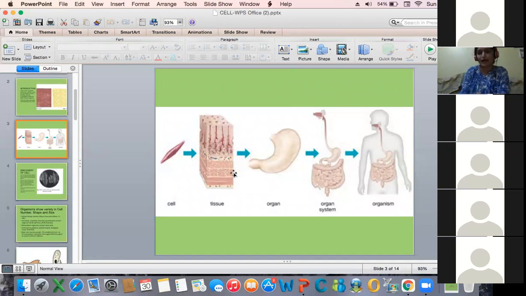So if you go back, this backward flow, if you look at it, an organism is formed of organ systems. That is made up of organs. Organs in turn are made up of tissues, and tissues in turn are made up of cells. That's why ultimately the cell is the basic structural and functional unit of the organism. Okay, this is what I wanted to say to you. This is how the organization is done in our body with the help of the cell.